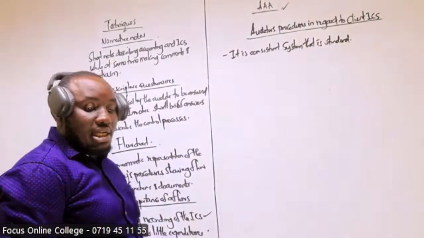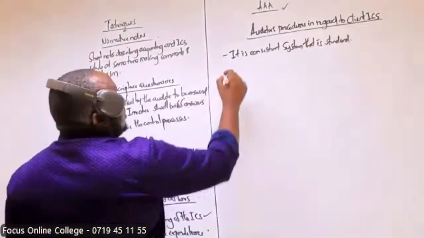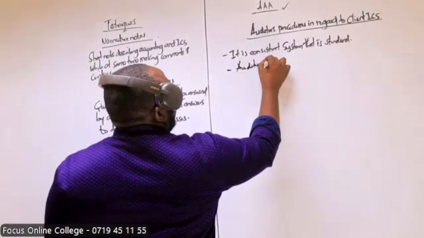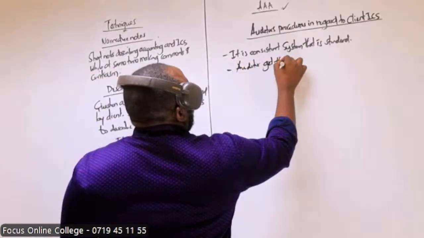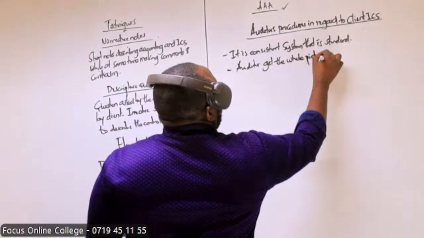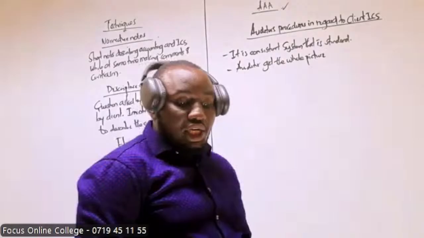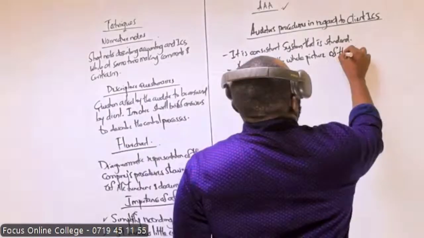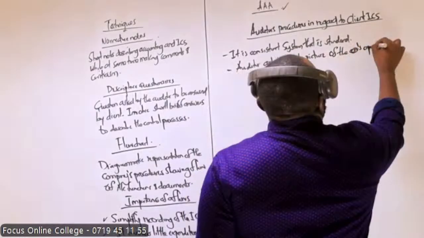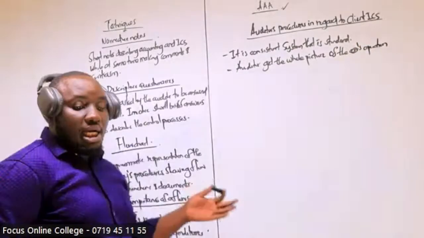Then we can say the auditor will get the whole picture. The auditor gets what's called the whole picture of the company's operation. So if you check the flowchart, you'll definitely get the whole picture of the company's operation.